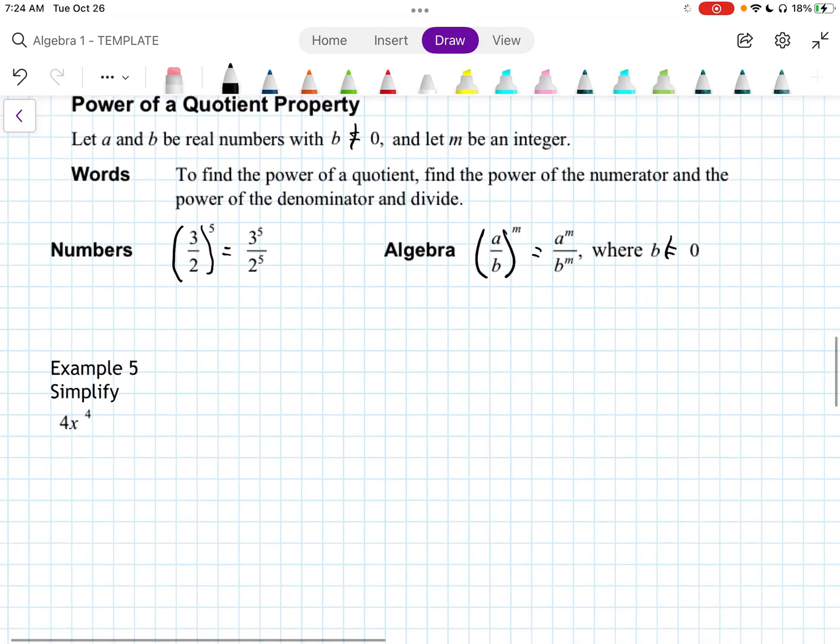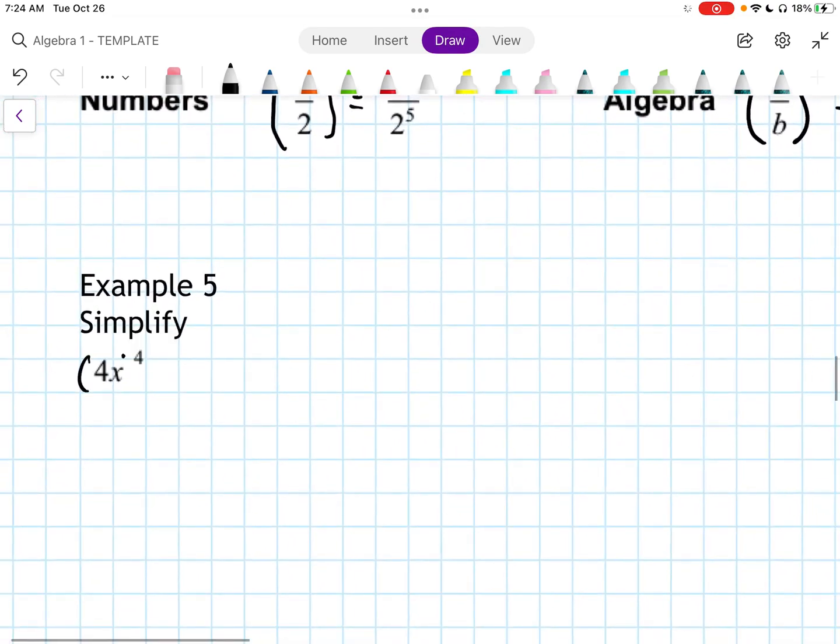All right, example number 5. This one is 4x to the 4th with parentheses. Well, we kind of distribute that exponent there. We'd have 4 to the 4th times x to the 4th. 4 to the 4th is 256, so this would be 256 x to the 4th.